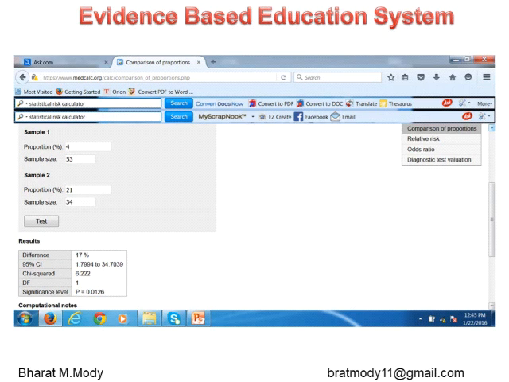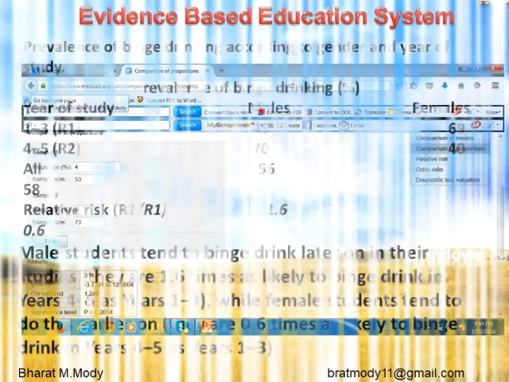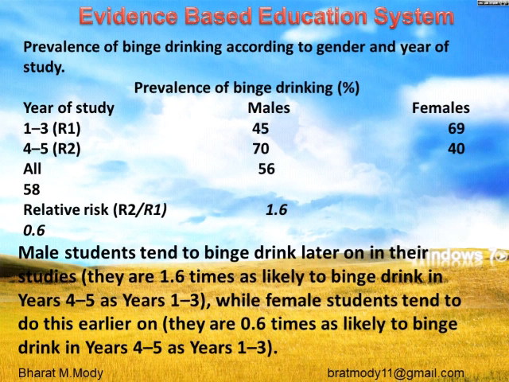It can easily be seen that you just have to log in and change the numbers. As you change the numbers, the figures also will change. You get the confidence intervals, you get the chi-square test, you get the relative risk, you get the odds ratio, and even if there is a diagnostic test evaluation, that also can be done. So all these proportions can be done on the software.